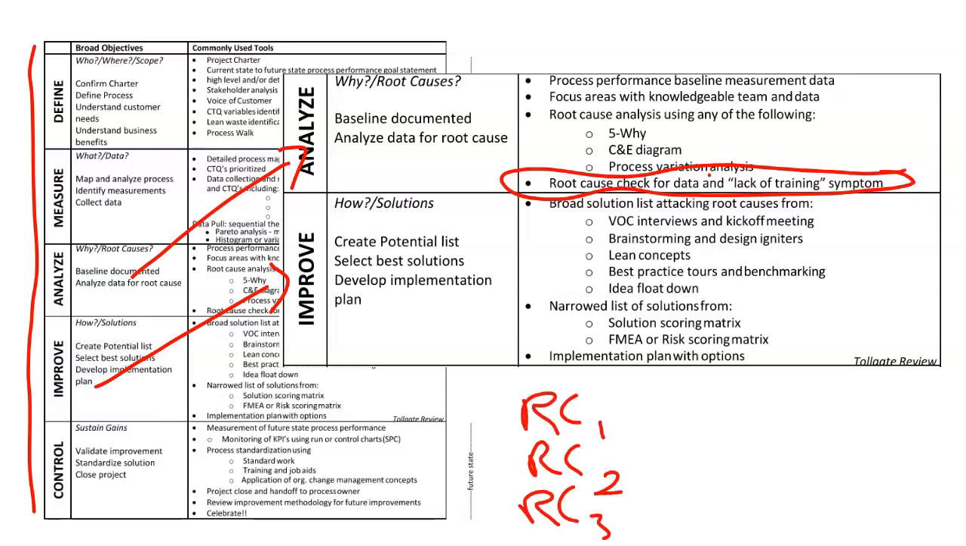Our job now in the improve phase is to first identify a broad list of solutions. Later on, we'll narrow those solutions down. And for each of these root causes, I will for sure do some brainstorming on each one to come up with a broad list.